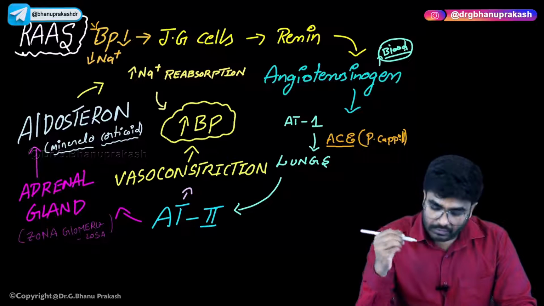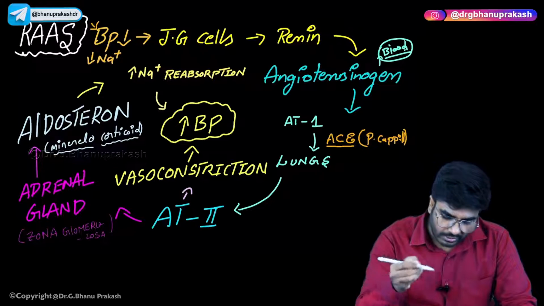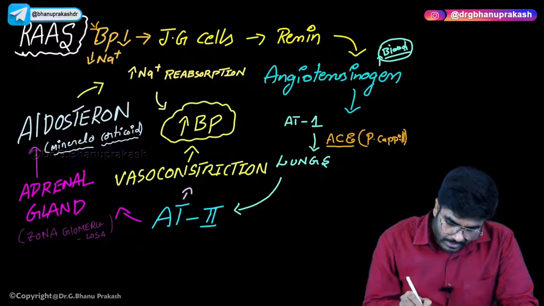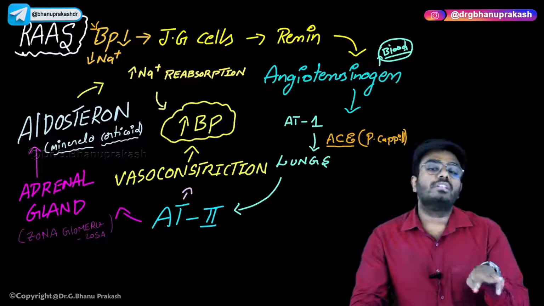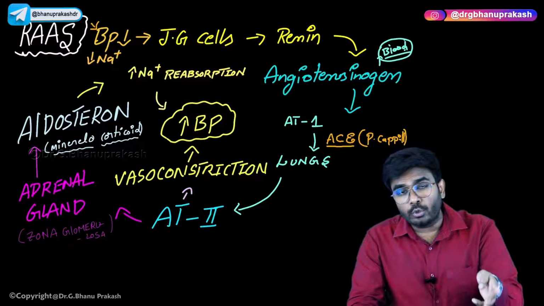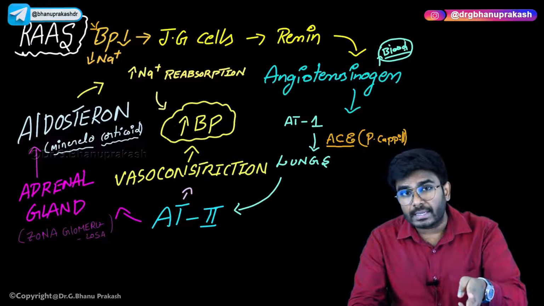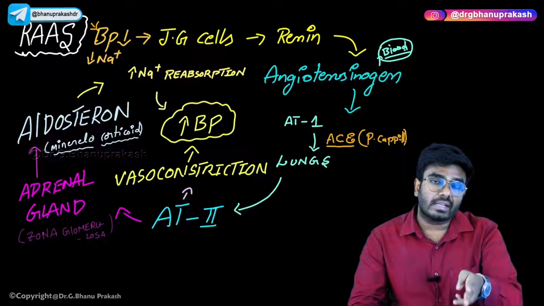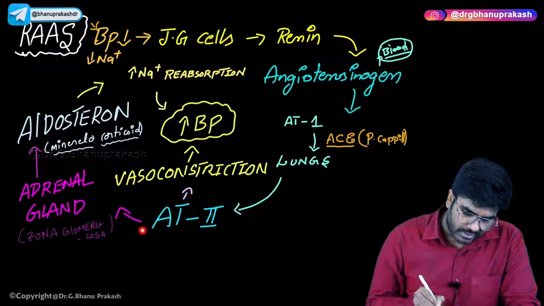Now this angiotensin converting enzyme, which is present in the pulmonary capillaries, is going to convert angiotensin 1 into angiotensin 2. Now the question is, conversion of angiotensin 1 into angiotensin 2 happens in the lungs with the help of the enzyme angiotensin converting enzyme. Okay. Now what is this angiotensin 2 going to do, sir?